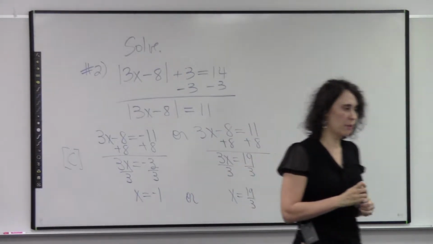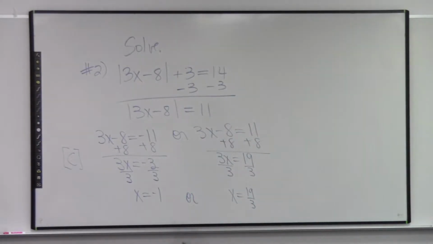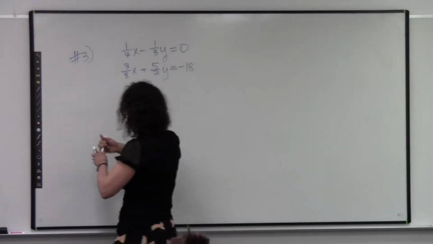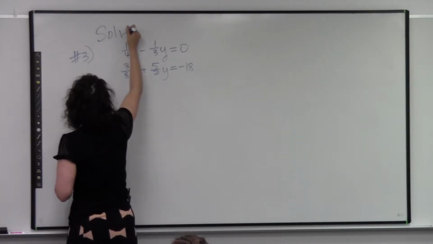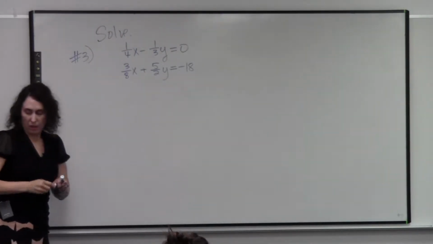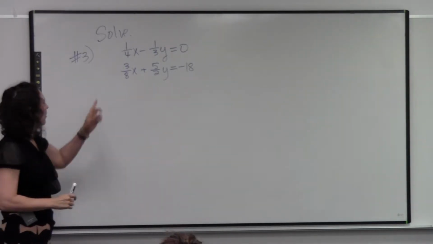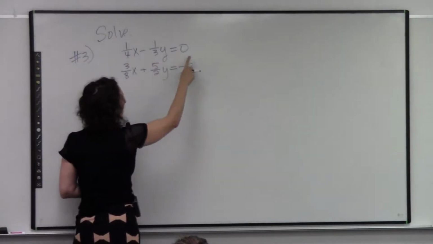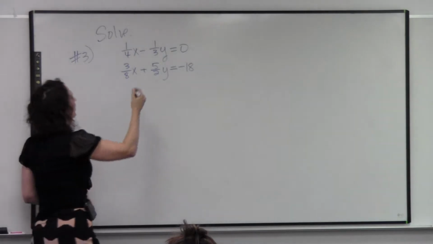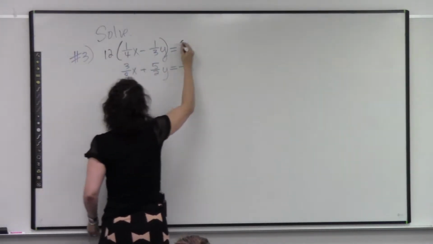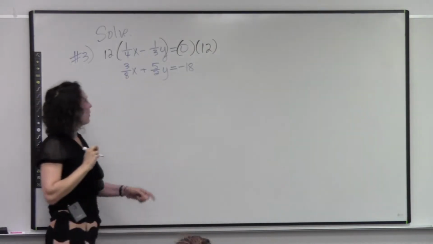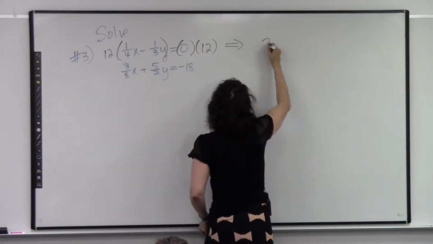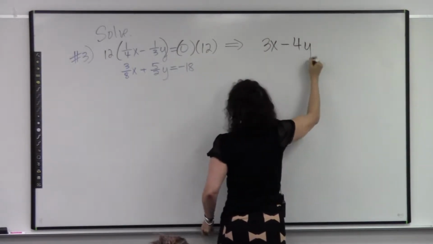Dealing with the lovely systems with fractions. All right, so on 3, they're asking us to solve the system. So we're looking at the problem thinking, well, it would be much easier to work with if we could get rid of the fractions. So what would I multiply this whole equation by to eliminate the fractions? 12. And remember, whatever I multiply this side by, I have to multiply that side by the same value. So we're going to end up with 3x minus 4y equaling 0.